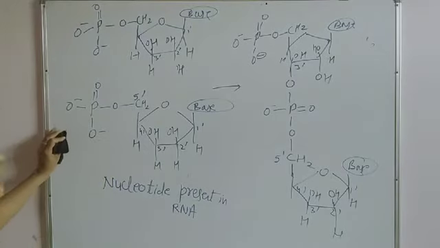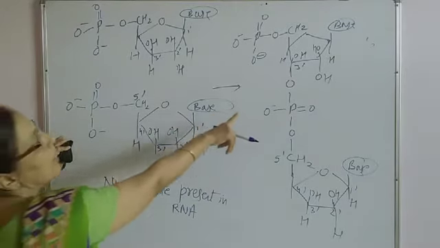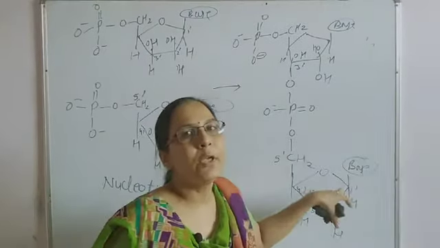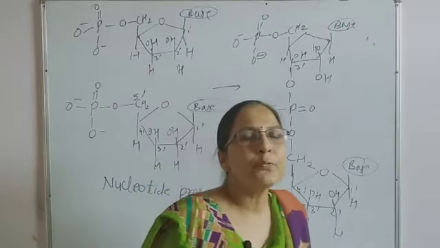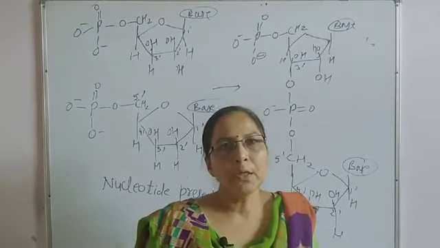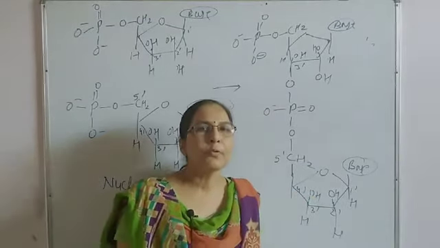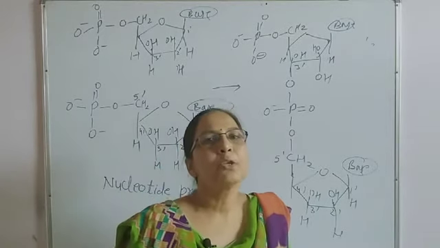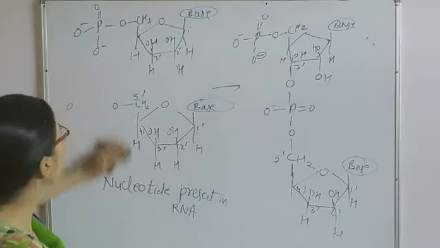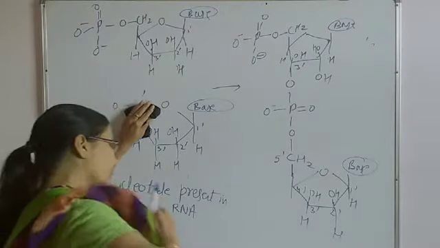Okay, so this is about the dinucleotide, and the linkage present between these two is known as phosphodiester linkage. So again I am repeating, the linkage present between nucleotides in DNA and RNA is known as phosphodiester type linkage. So in a small manner I am showing one of the polynucleotide.